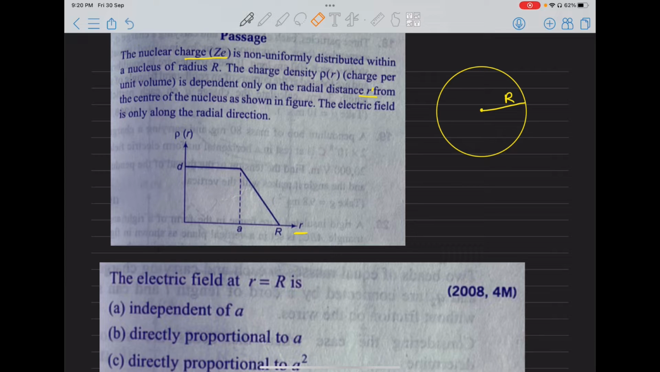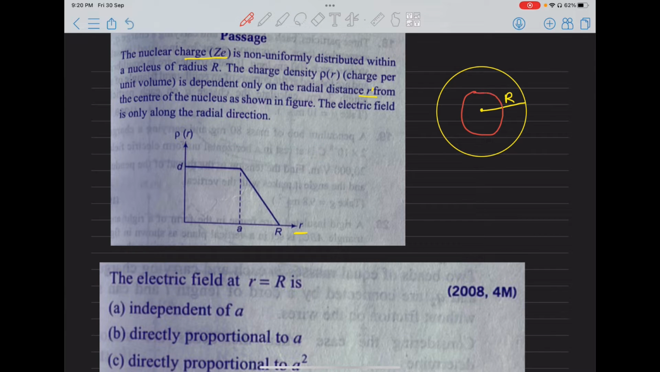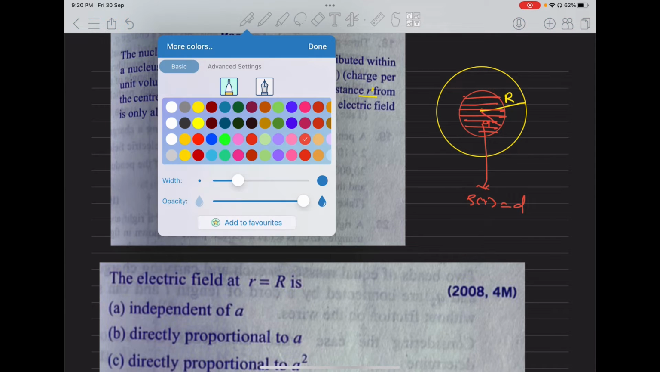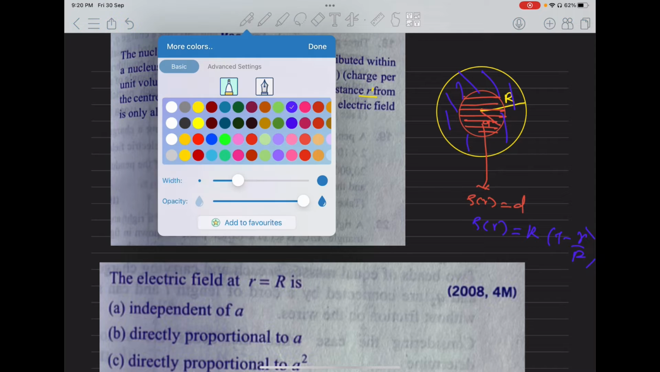So if I want to represent this in the nucleus, it will be like this. Till the distance a, so if this is the radius a, the charge density over here is constant, which is d, and for this distance a to R, the charge density is varying like a straight line. So it will also have some equation, something like a constant times 1 minus r by R. If you work out the equation of this straight line, it will be something like this. Okay, so let us move towards the questions.